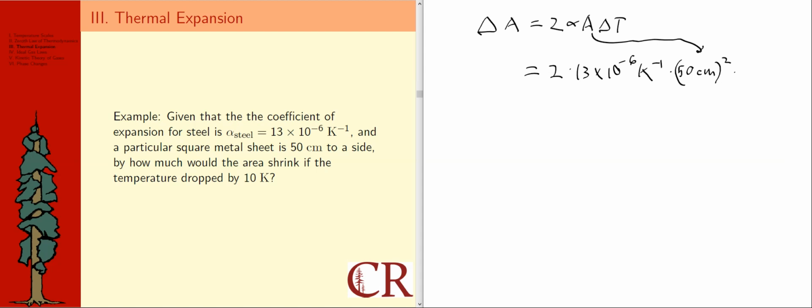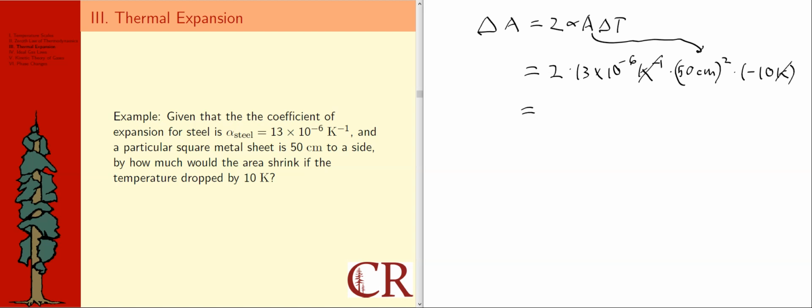And then for the temperature change, since we're talking about a temperature drop, I'm actually going to write that as minus 10 Kelvin. And now units wise, we can see that the Kelvin units cancel. So whatever number my calculator reports for this, it should be in centimeters squared. And that's good because that is a unit. It's maybe not in base units, but it is a unit of area.